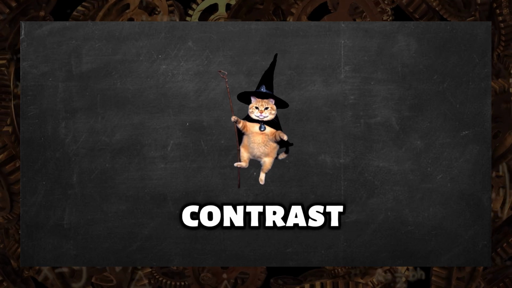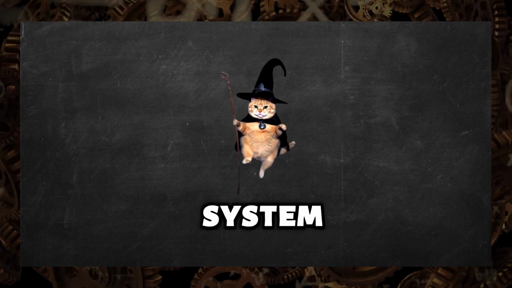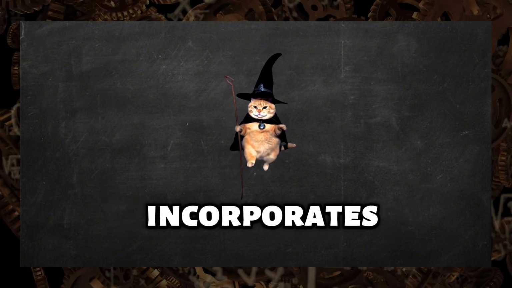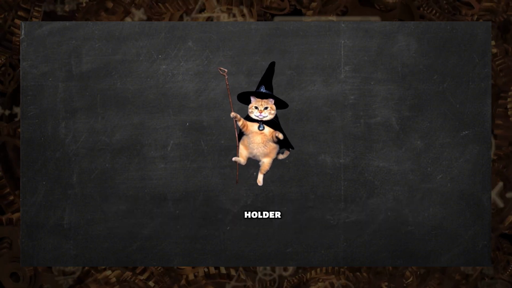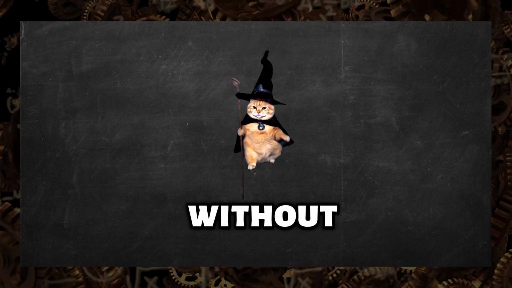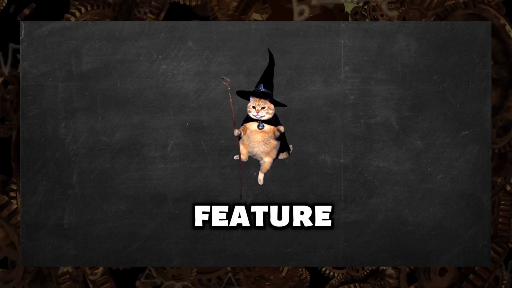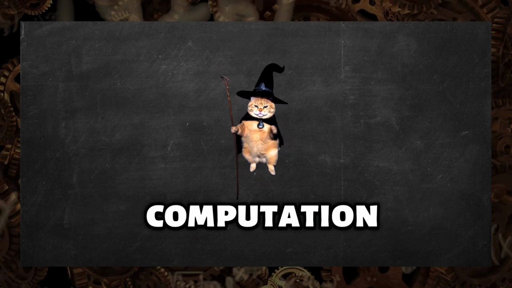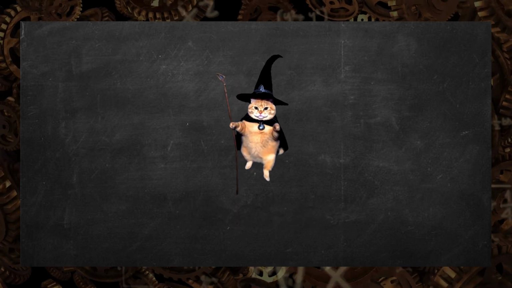In contrast, the Hindu-Arabic system, which forms the basis of modern decimals, incorporates 0 as a placeholder, enabling the expression of any magnitude without ambiguity, a feature that revolutionized mathematical recording and computation over centuries.